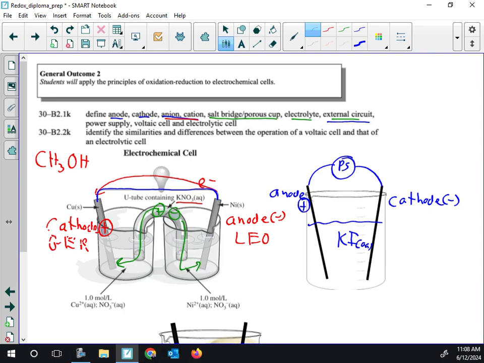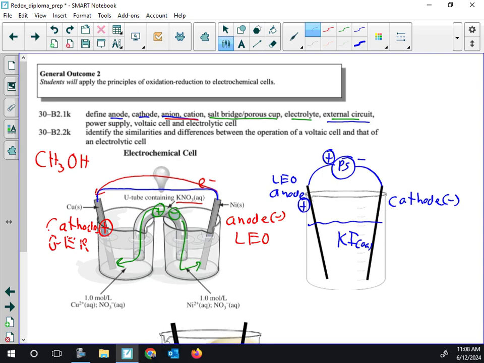Now, it's not the LEO at the anode that's causing the electrons to move. The anode is still losing electrons, but they don't really want to go out of the anode. It's a non-spontaneous cell. You need the positive terminal of the power supply to be at the anode, ripping those electrons out where they don't want to leave. The other side, the negative side of a power supply, is going to force electrons out of the cathode.